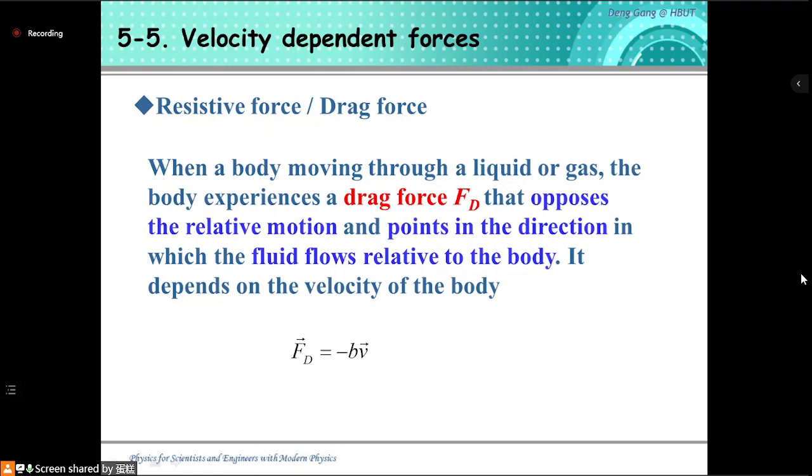The force is in the opposite direction, and the magnitude is proportional to the speed. But when you are moving with very large velocity, like a train or an airplane, the speed usually is very large. So in that case, the force should be proportional to v square. But for someone like us walking in the air, it's usually proportional to the speed, the first order.